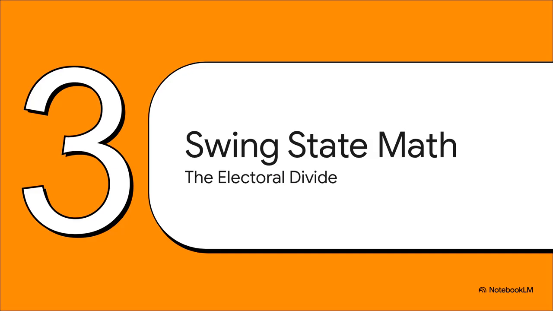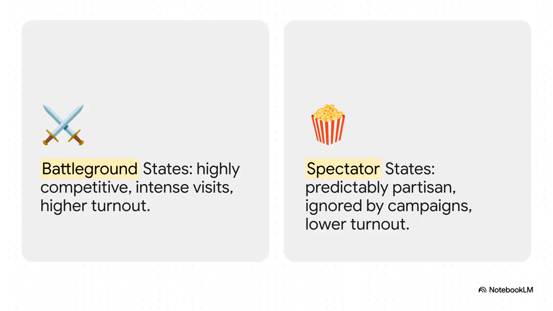Moving on to Section 3, the math of swing states. Let's fast forward from history to the present day and look at how those early rules, specifically the winner-take-all approach, have morphed into an extreme mathematical obsession with just a few geographical locations. Because of these rules, our country is basically split into two totally different tiers of voters.